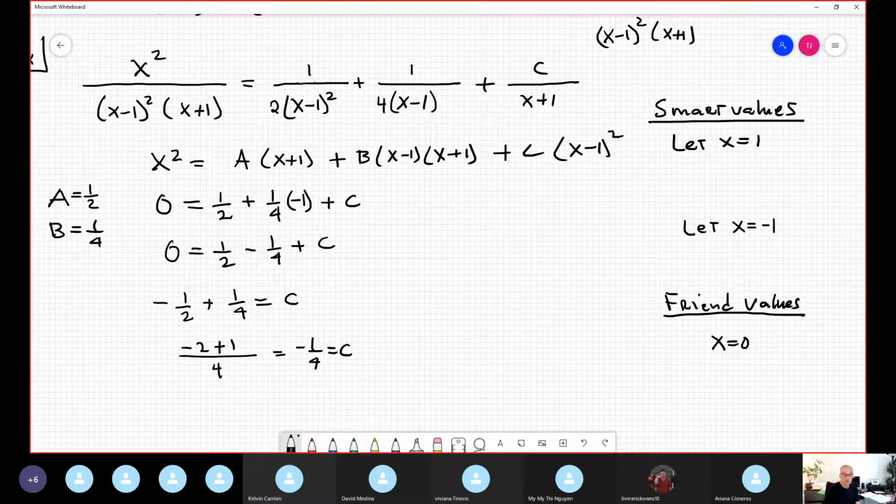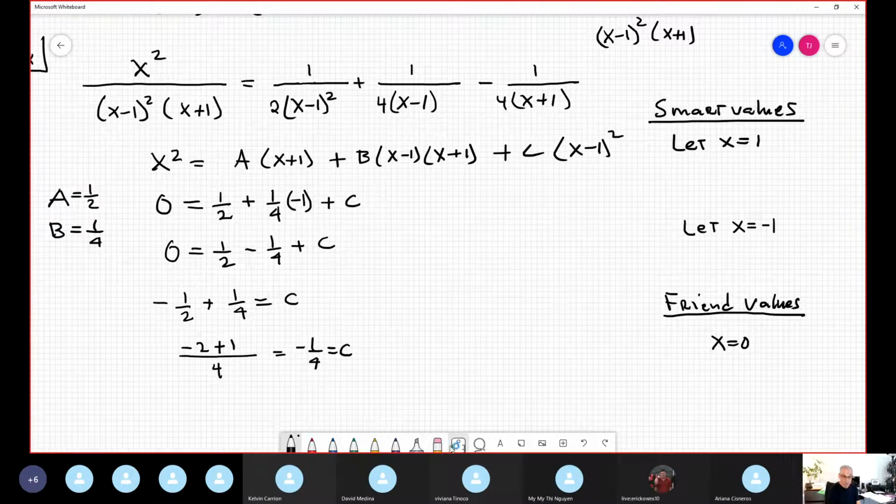So C is, you know, erase that C value. C is negative 1/4. Boom. Final answer. You follow me? Yes or no? Yes. Yes.